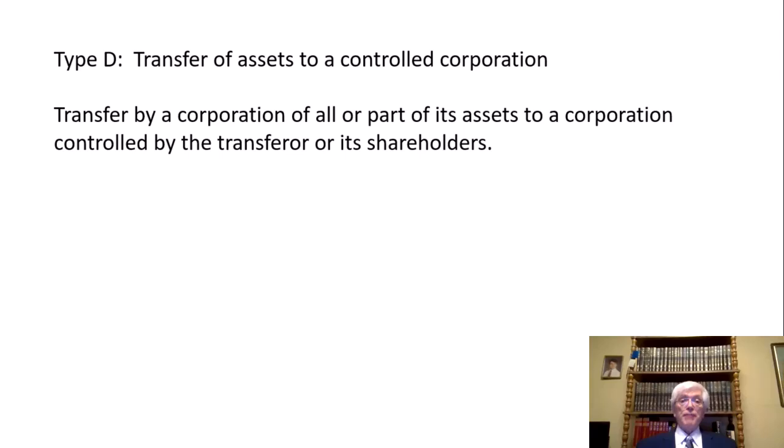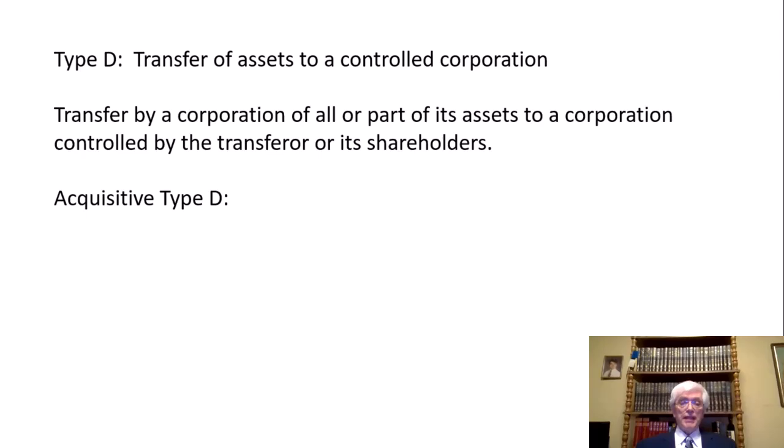So it's a transfer by a corporation of all or part of its assets to a corporation controlled by the transferor or its shareholders. You may remember that we said that you can use a type D essentially as a merger technique or as a way to split up one corporation into several parts.